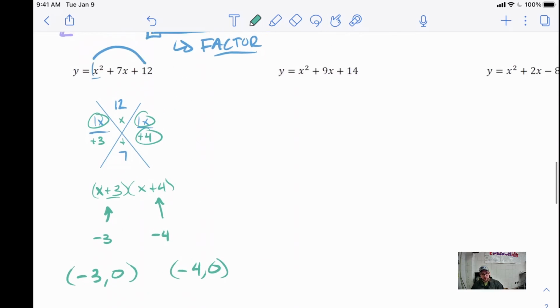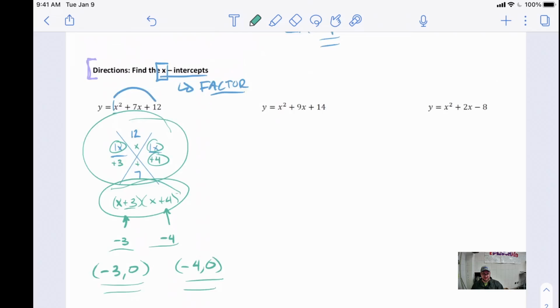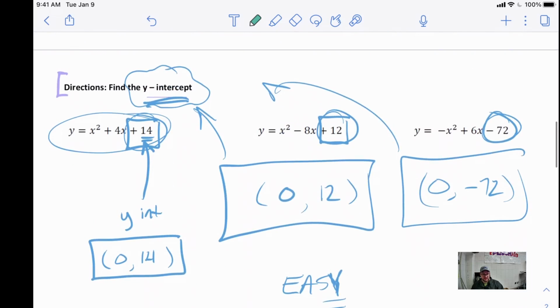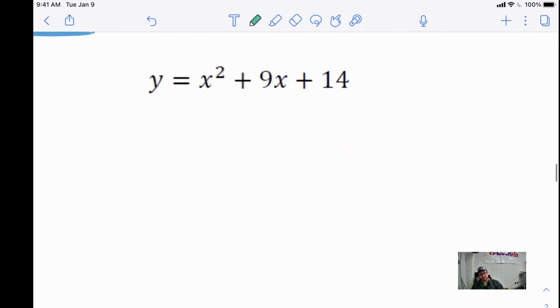Right, so let's walk through that again. You need to factor it. Once you get the factored form, find the opposites, and then write those as a point. And remember, in the x-intercept, the y value is always going to be 0. It's kind of the opposite of the y-intercept, where the x value is always equal to 0. Let's do another one.